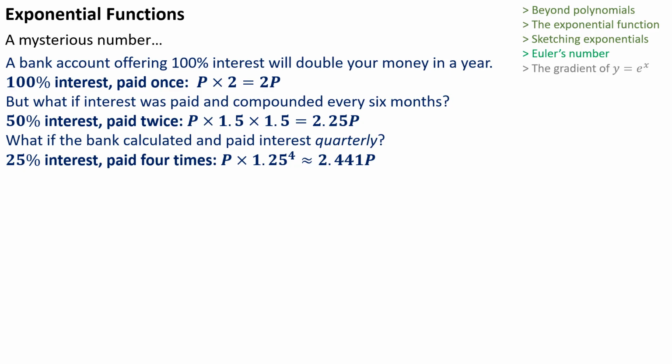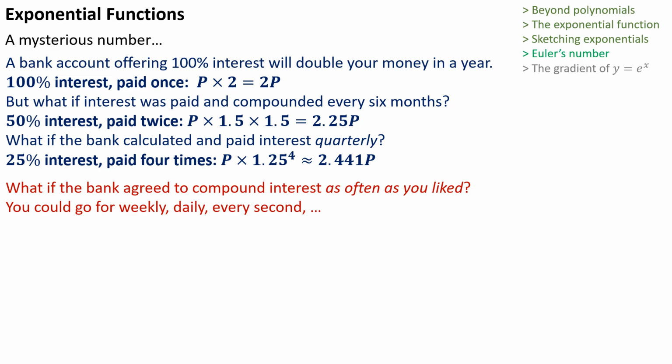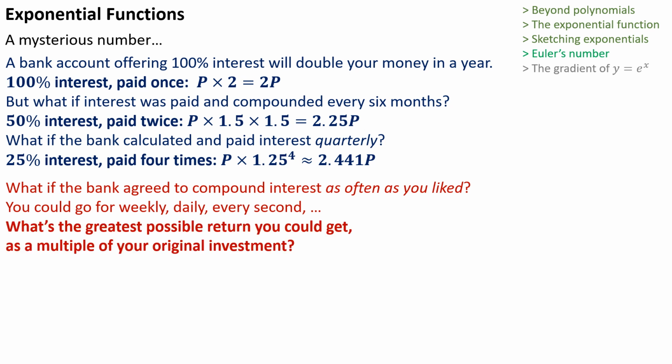And so I suppose the question becomes, what if you did it even more often than that? What if the bank agreed to compound interest as often as you liked? You could pick the compounding period every week if you wanted it to happen 52 times during the year, every day. So the actual interest rate is 100% divided by 365, but it's applied 365 times, or perhaps every single second.